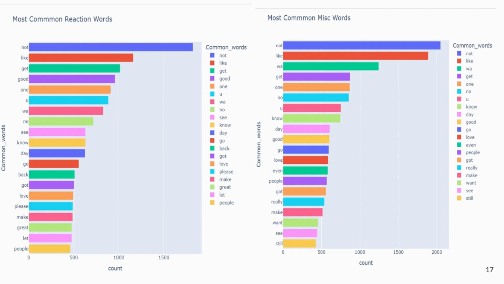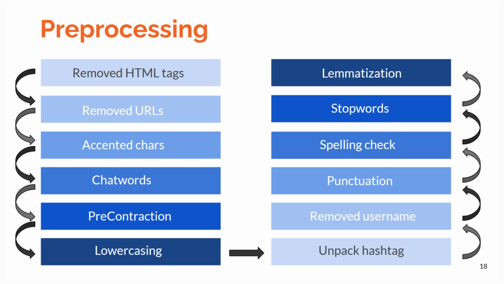Miscellaneous means the words which come with some other words; they won't come alone, they will come together in a sentence. Now here the EDA part is over. Next, pre-processing will be explained by Divyansh Mehta.